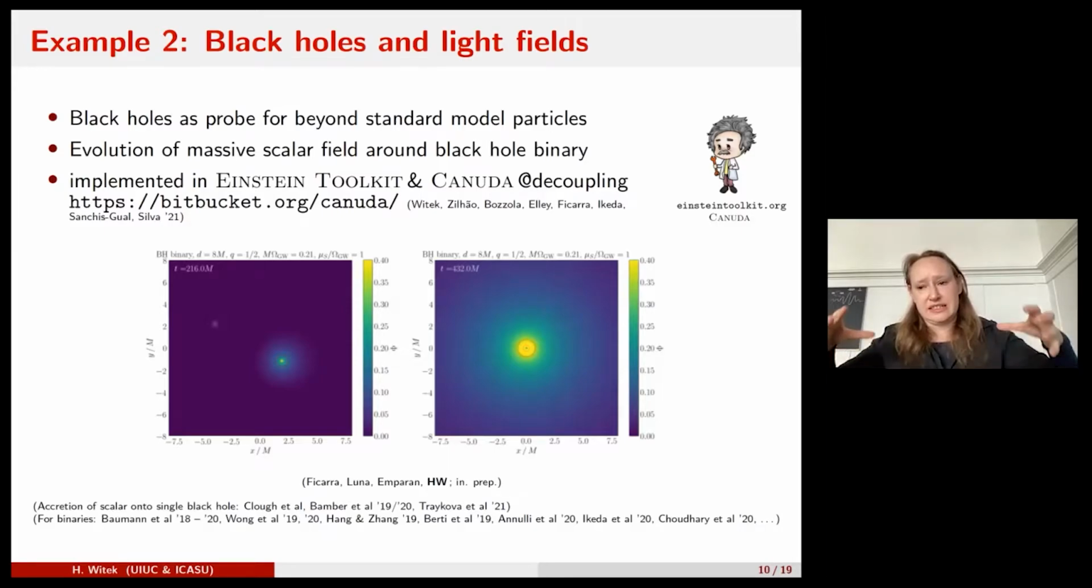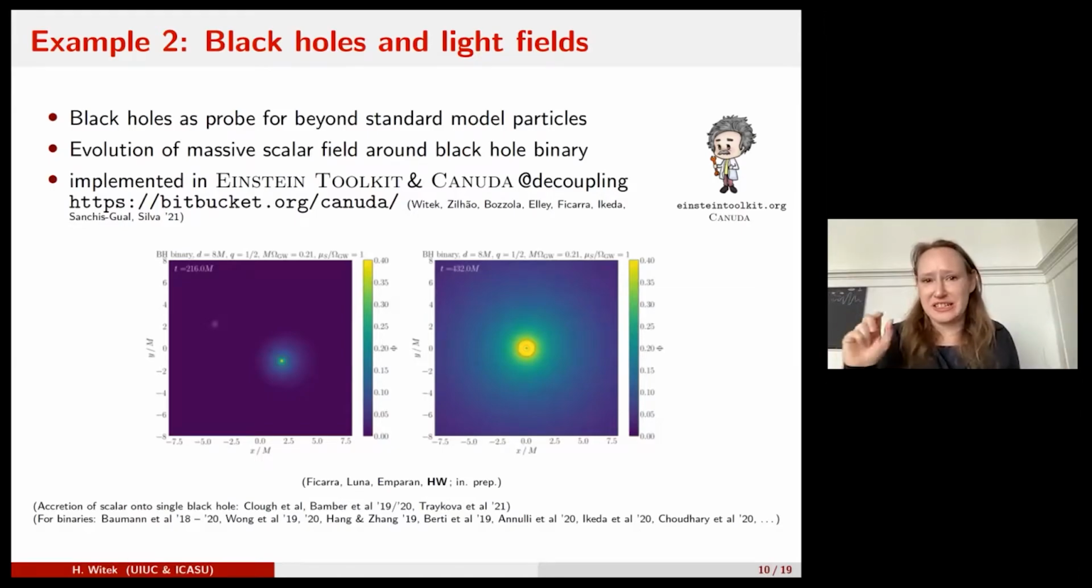because the scalar field will form a bosonic cloud due to a process called superradiance, when the mass energy of the scalar field is comparable to the black hole mass in natural units. Let me reverse that. If the Compton wavelength of the scalar field is comparable to the size of the black hole, then you have a very efficient growth of a scalar condensate around a black hole.